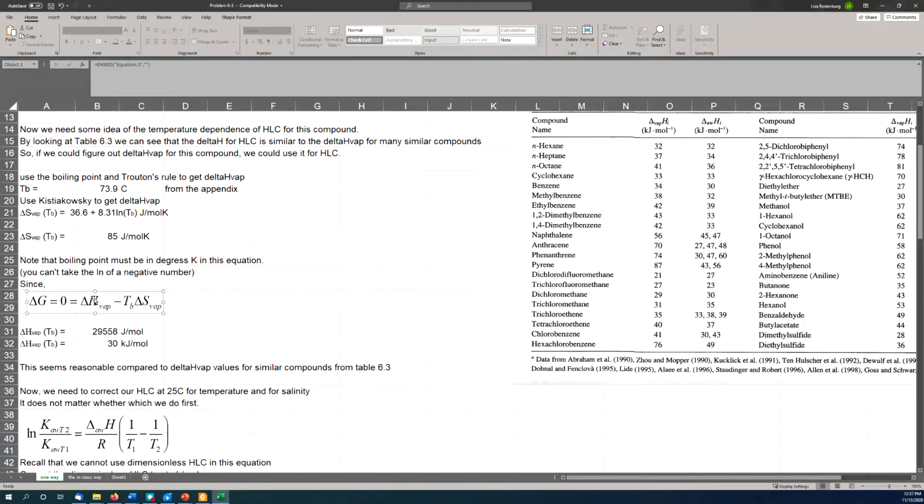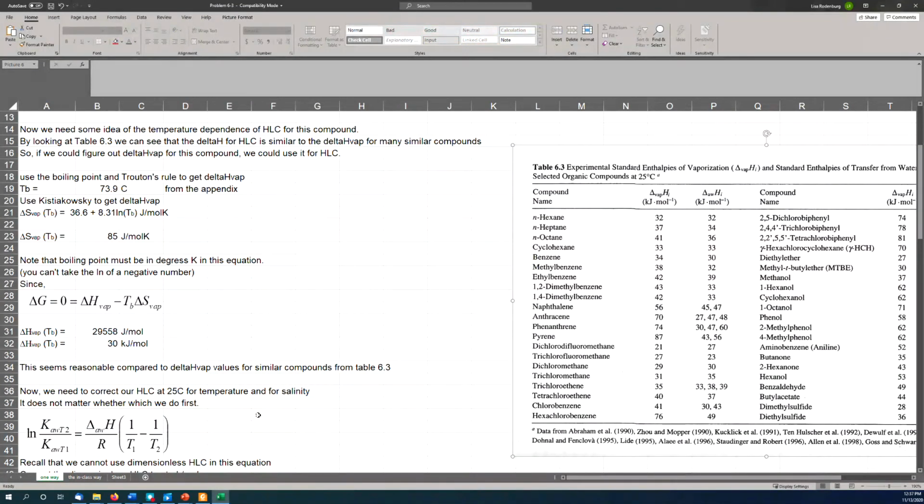And since you know that, and you know that delta G at the boiling point is equal to 0, which is equal to delta H of vaporization minus the boiling point times delta S, that lets you calculate that the delta H of vaporization of this compound is 30 kilojoules per mole, and that's reasonable. Here are some values of delta H of vaporization for some small molecules, and you know they're in the range. So you know that you have a reasonable value, again from comparison to table 6.3.